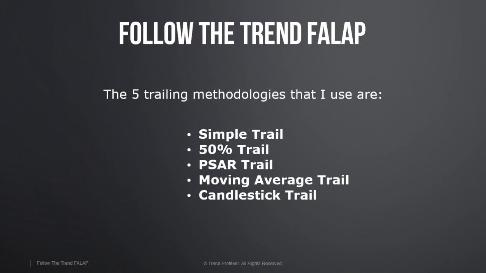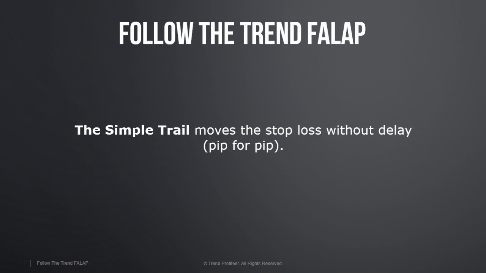So the 5 trailing methodologies that I use and that are available in the Profiteer Trade Assistant are simple trail, 50% trail, the P-SAR or parabolic SAR, the moving average trail, and the candlestick trail. So we'll just go over the basics here. More information is available on these trailing methodologies in the quick reference guides and also in the user guide. So make sure that you look at that.